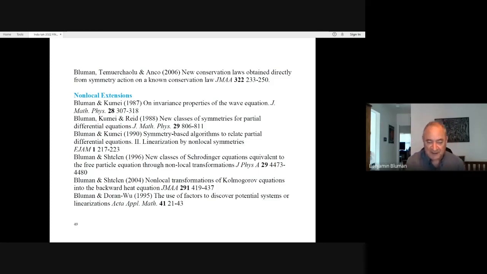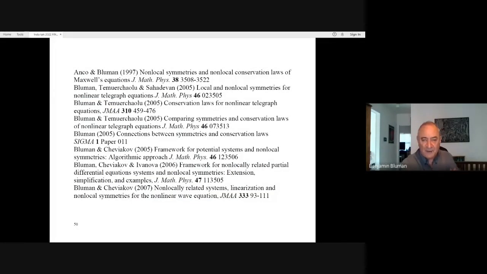It was much cruder, in this paper in 1995 with the Australian doctoral student Patrick Doran Wu. And then here are some other papers with Anco on non-local symmetries and non-local conservation laws of Maxwell's equations. This was done in 2 independent variables. Later, Anco wrote a paper with Dennis Tay in Acta Applicandae Mathematicae, which extended it to 3 or more independent variables. Then a paper on telegraph equations, where the ideas are applied. It's very interesting to compare symmetries and conservation laws for different nonlinear telegraph equations. And there are some further papers that I mention here.